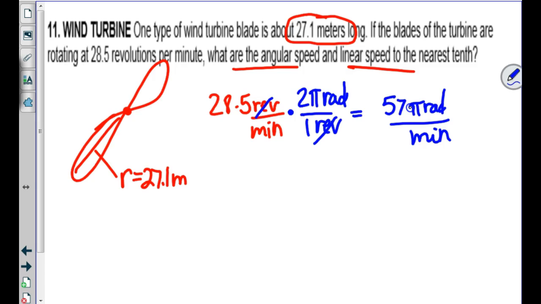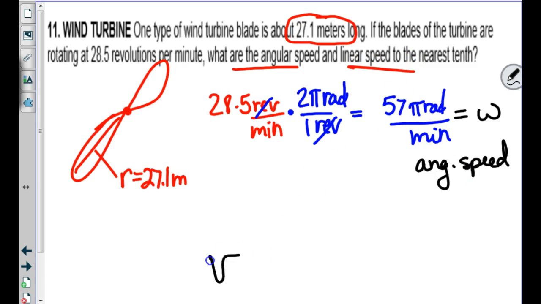We think in revolutions per minute, how many times it's turning, but this is how many times it's turning in radians. So it is an angular speed, okay? So when it asked up here for the angular speed, this is the angular speed. Let me just write angular speed so you remember that. So we found that. Now, how do we find the linear speed?